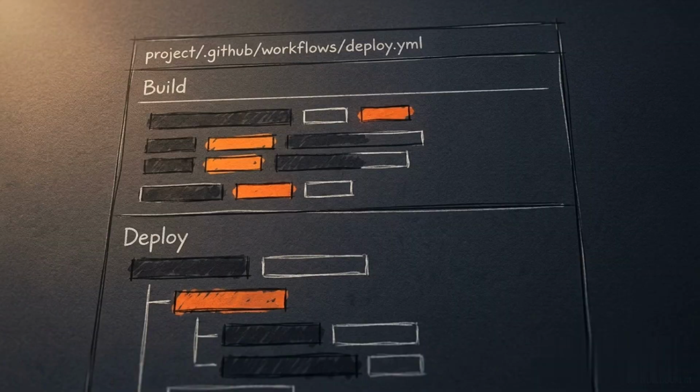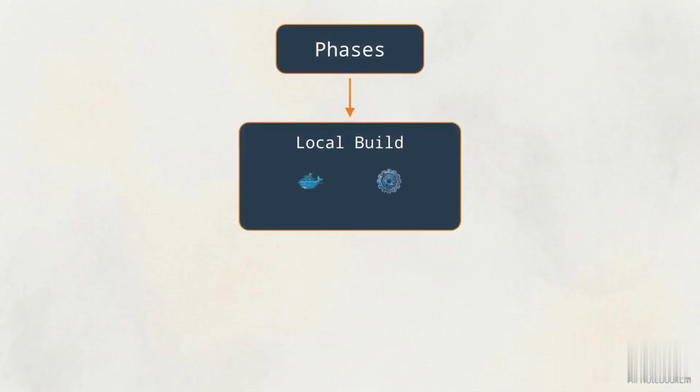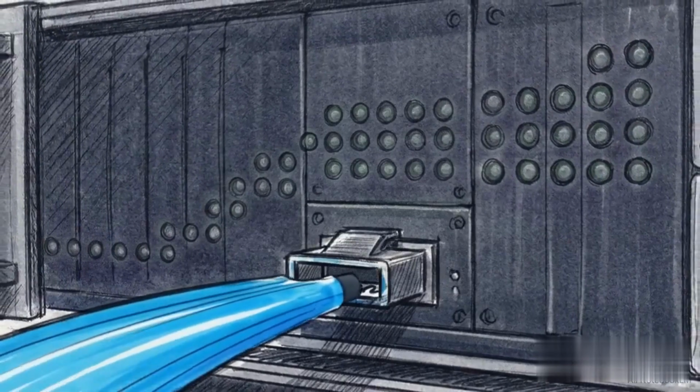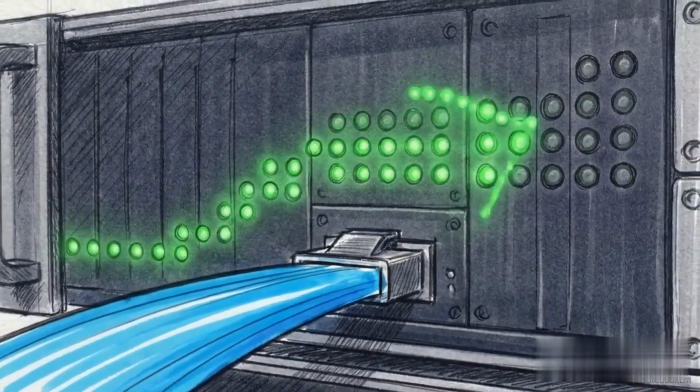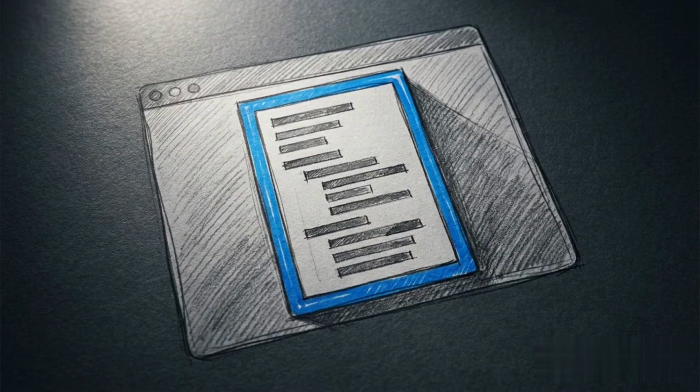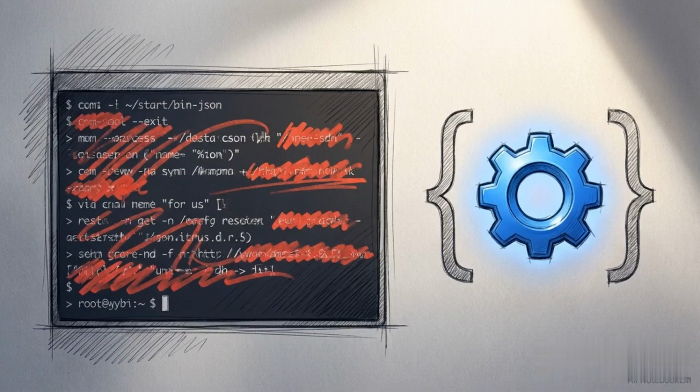This is a GitHub Actions workflow. You must save this YAML file inside a .github/workflows folder at the root of your project. The file is split into phases. The first phase builds the Docker containers locally to ensure there are no compilation errors. If that succeeds, the pipeline moves to the server execution phase. During execution, the script invokes those encrypted secrets we just saved, quietly using them to SSH into the server and pull the latest code. Once written, this single configuration file handles the heavy lifting, replacing hours of repetitive manual deployment commands with an automated sequence.